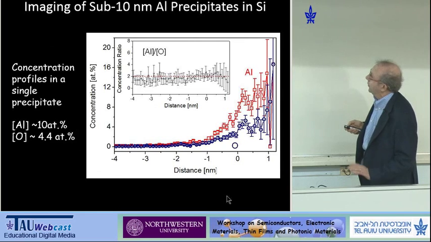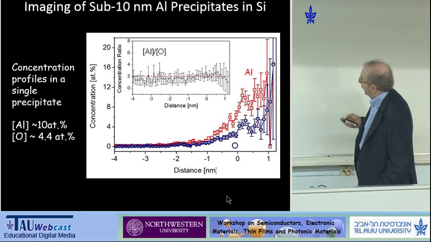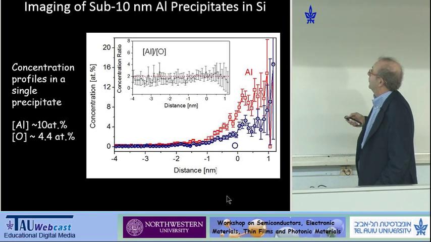Okay. Now, the other piece of information we can get, and once again, you have to do it for a single precipitate. This is done for one precipitate. So this is concentration versus distance. And 0 here is the interface. I explained to you how we picked the interface. It's approximately the inflection point in each one of these concentration profiles. So you have 2 concentration profiles, one for aluminum and one for oxygen.